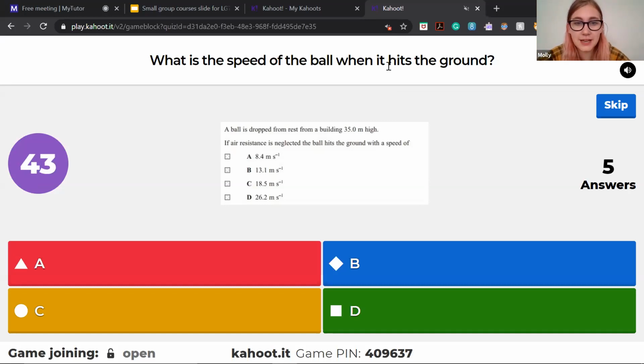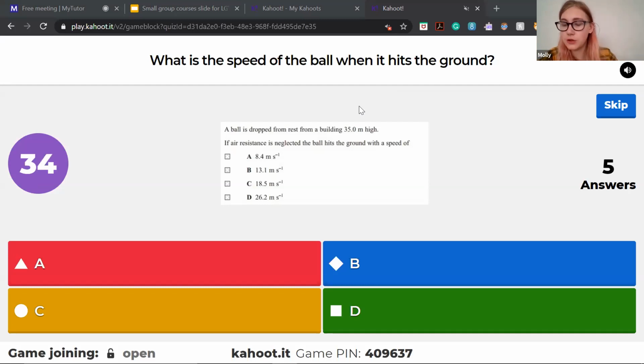So I'll pop that on the chat in case anybody missed that. A equals 9.8. That is something that you do need to know for physics, but you don't need to know it for maths. That's what I'm telling you.